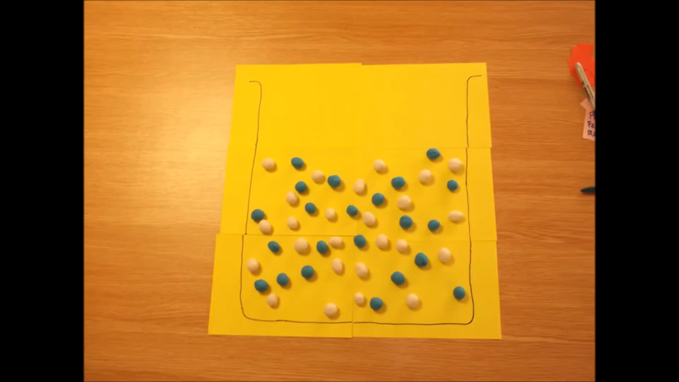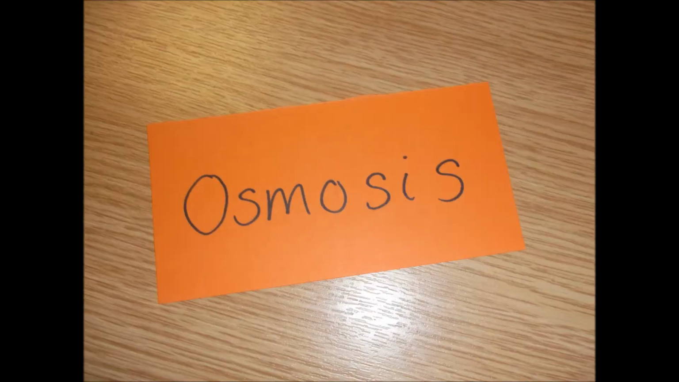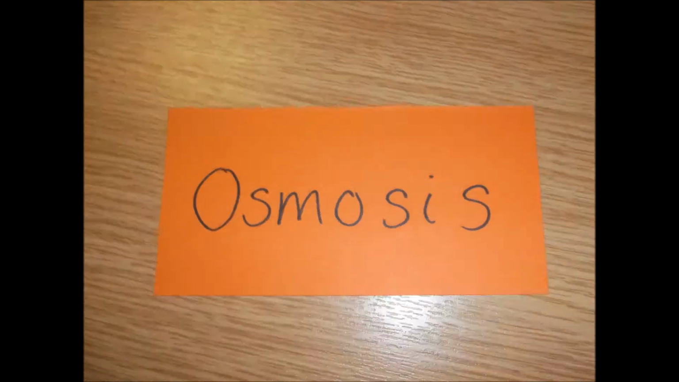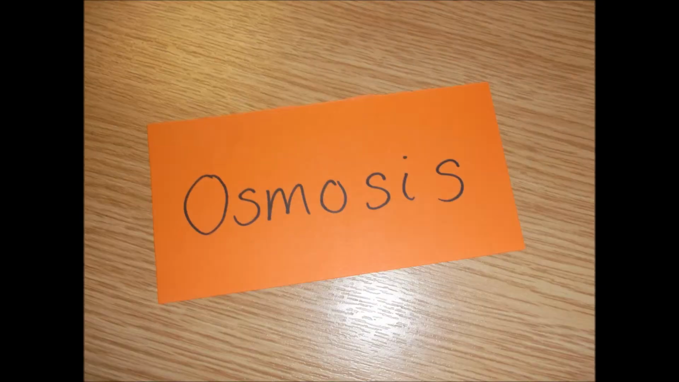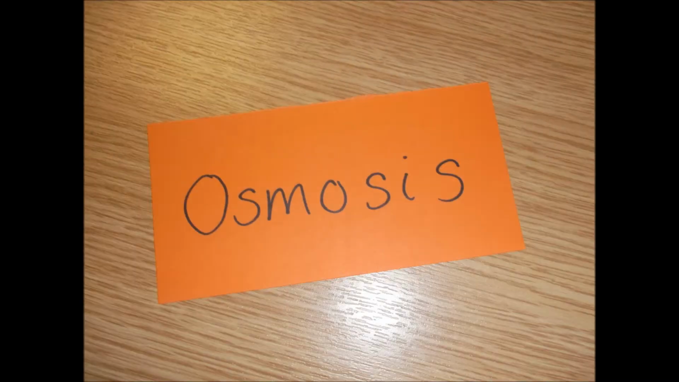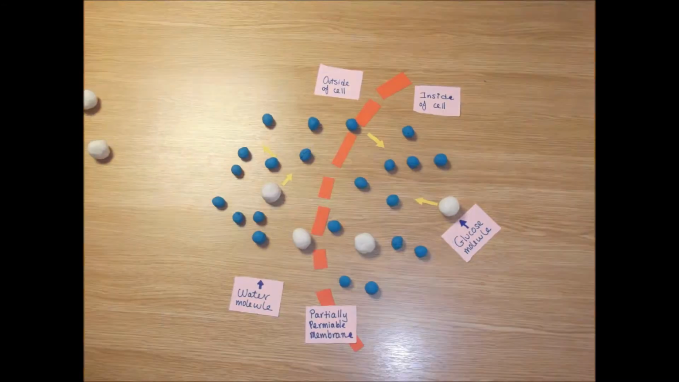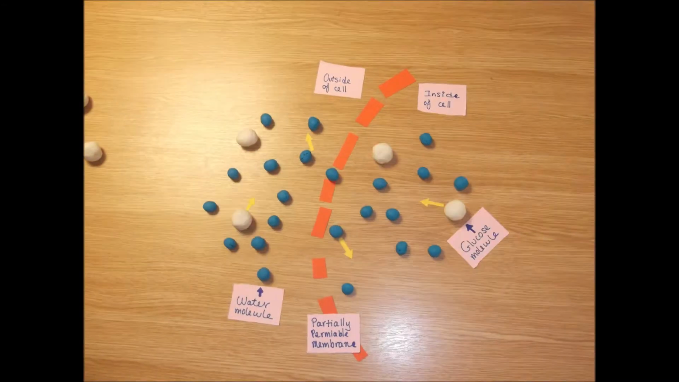So that's diffusion. What's osmosis? Isn't it the same thing? No, osmosis is defined as the movement of water molecules from an area of high water concentration to an area of low water concentration across a partially permeable membrane. But what's a partially permeable membrane? It's a membrane that allows some particles through, but not others.